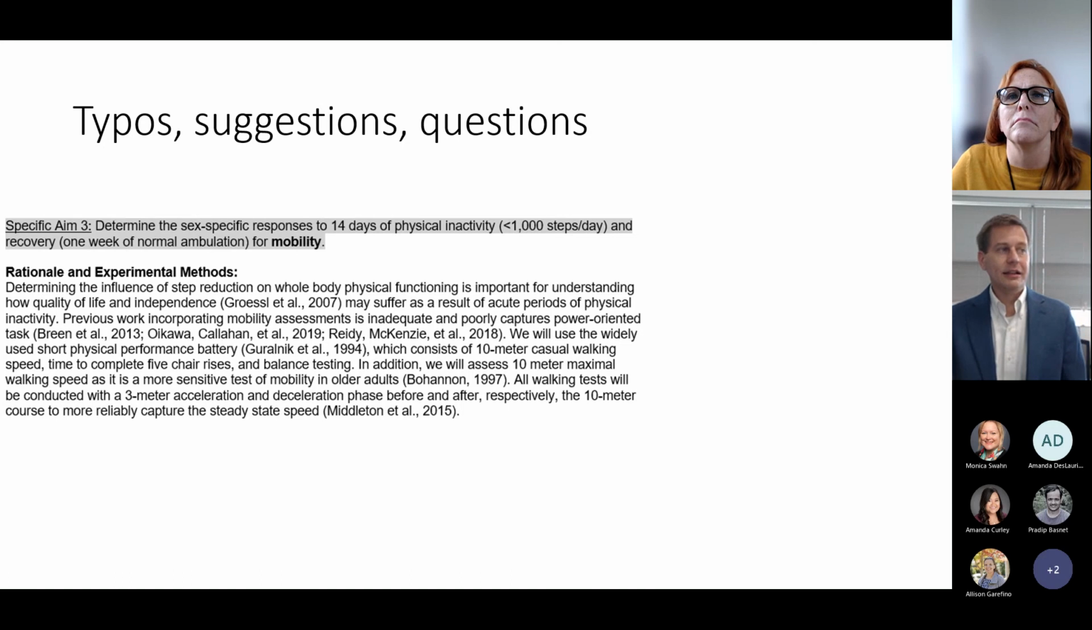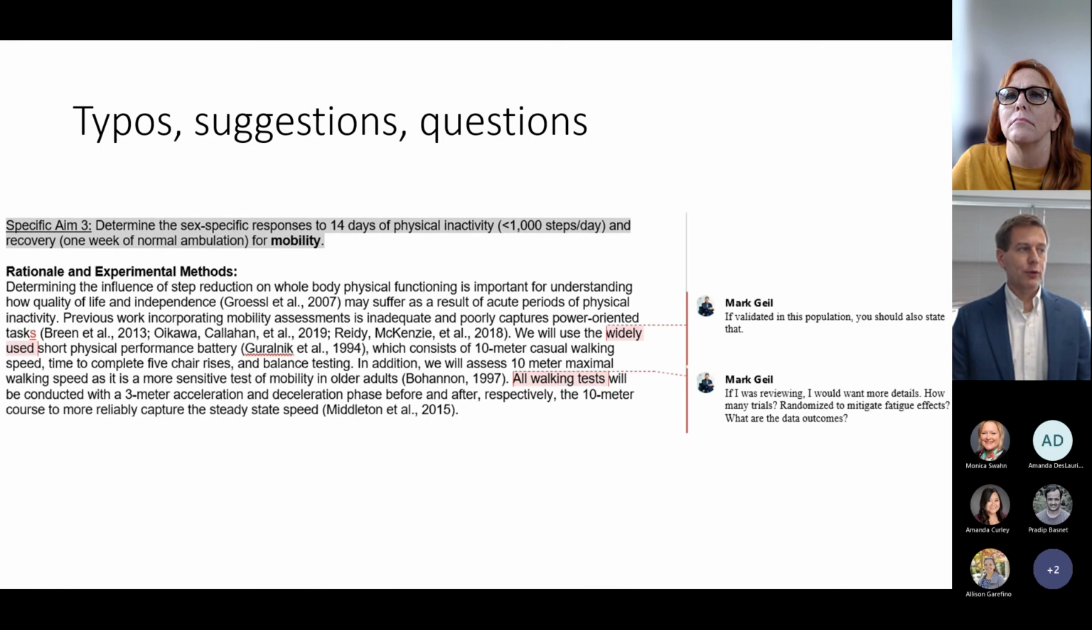So this is a little rationale for specific aim 3 and a little experimental methods. So here's my review of it. I found that's good, Allison. I found one little typo here, so I just did the track changes and added an S.